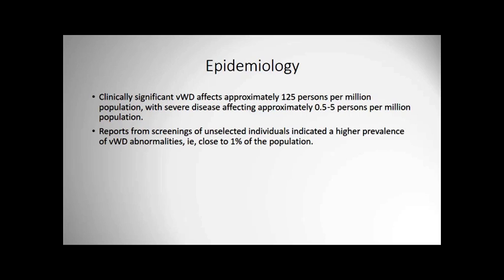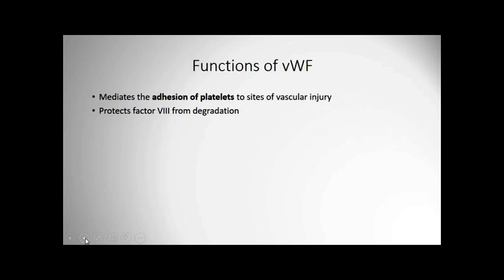It affects 125 persons per million people. The severe type affects only 0.5 to 5 persons per million. The severe type is not as frequent. There are reports that say the prevalence of this condition is close to 1% of the population. Remember, this goes undiagnosed in many people, so the exact prevalence is very hard to know. These are the functions that we already mentioned: adhesion of platelets and protecting factor VIII from degradation.